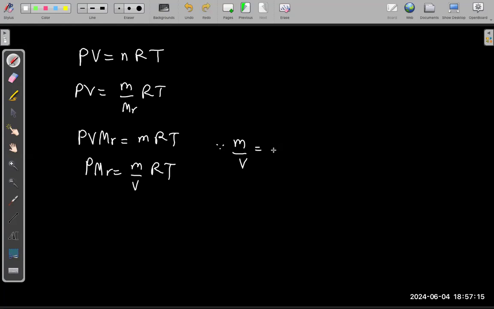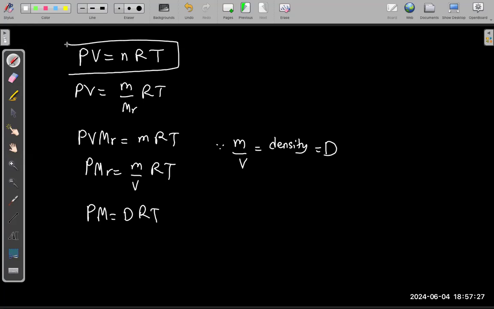So density is written like that or like that. So I can remove this one and put D instead of it. I will say PM is equal to DRT. This is all manipulations of the same equation.